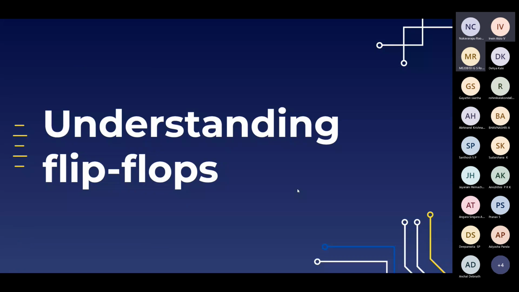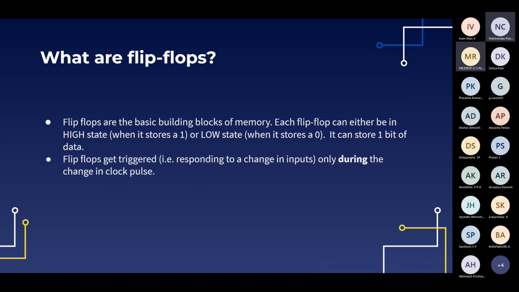Okay, moving on. We have seen what a latch is, and we also discussed how a clock exactly works and how we trigger it. Now let's see more about a flip-flop. Flip-flops are the building blocks of memory. It actually stores only two values, 0 or 1. Flip-flops are triggered only during the change in clock pulse. We generally use flip-flops in two modes, positive edge triggering and negative edge triggering. Positive level triggering we will not use in most cases.